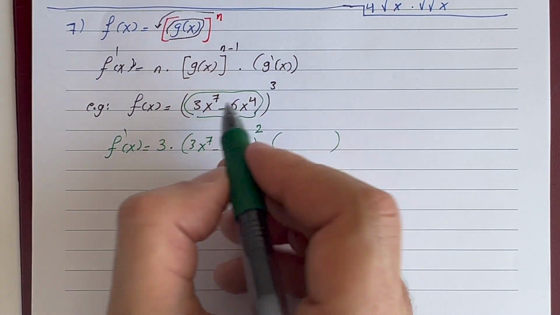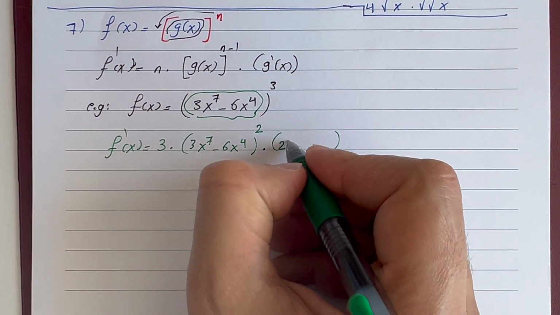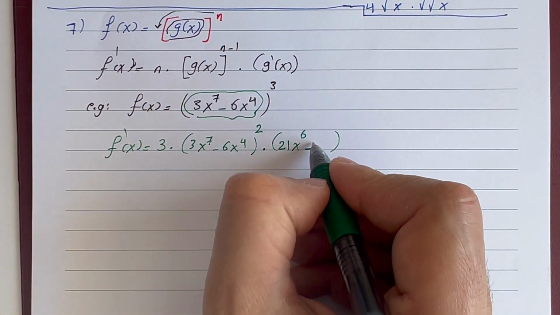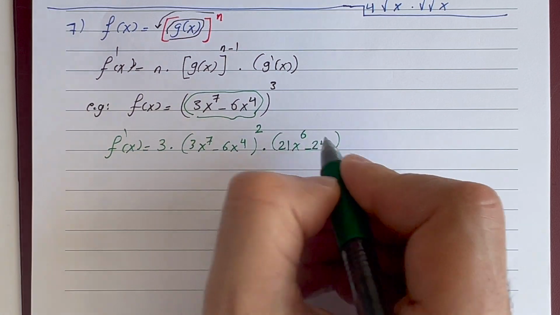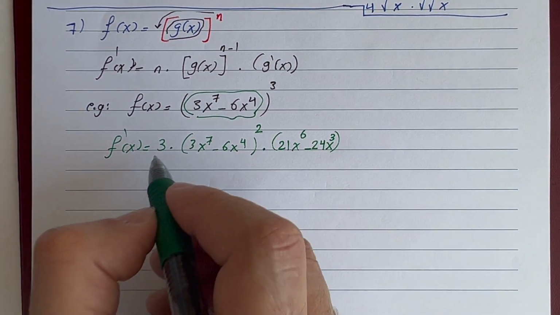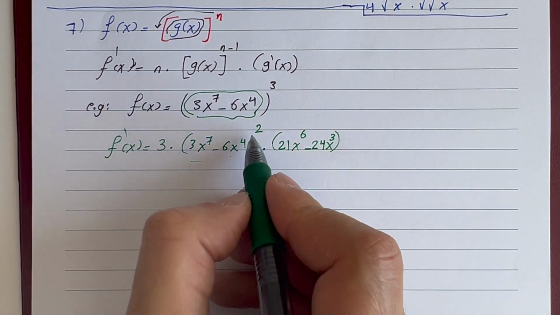Forget about the number 3. 3 times 7 is 21. We subtract 1, x to the power 6, minus 6 times 4 is 24, x to the power 3. That is all. If you want to go further, don't do the distributive property here because it has a power.